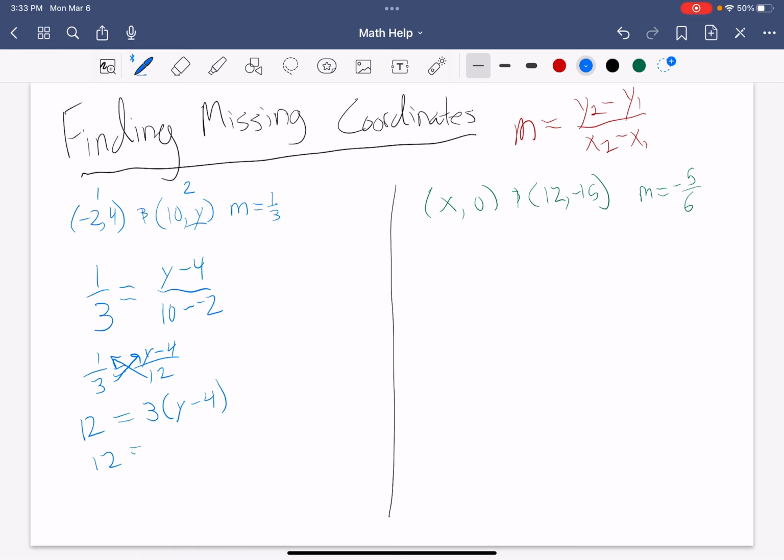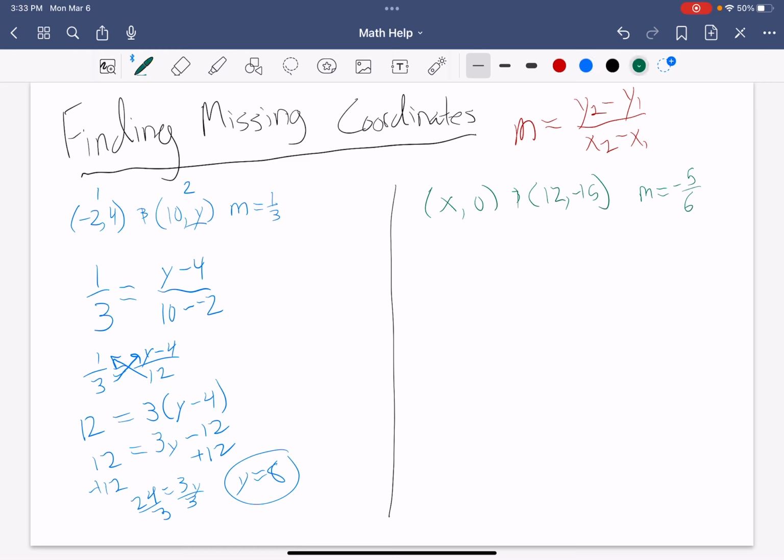So 12 is equal to 3y minus 12. Add 12 to both sides. And then we have 24 is equal to 3y. Divide by 3. Y is equal to 8. And that's my missing coordinate. Y equals 8.